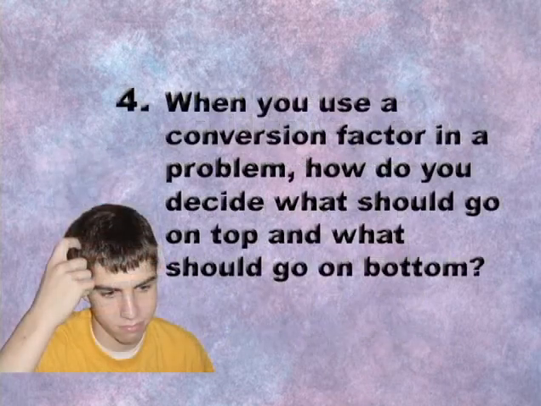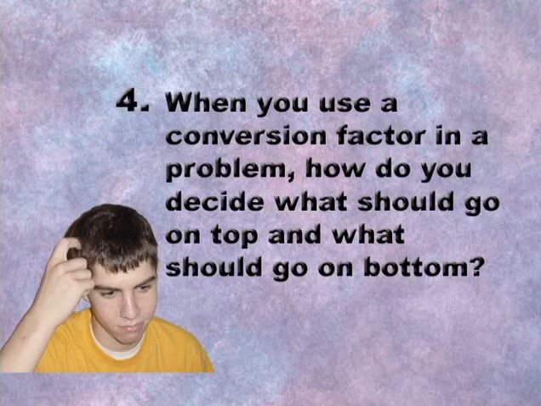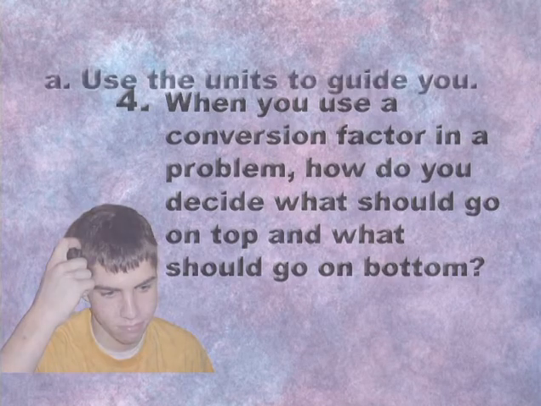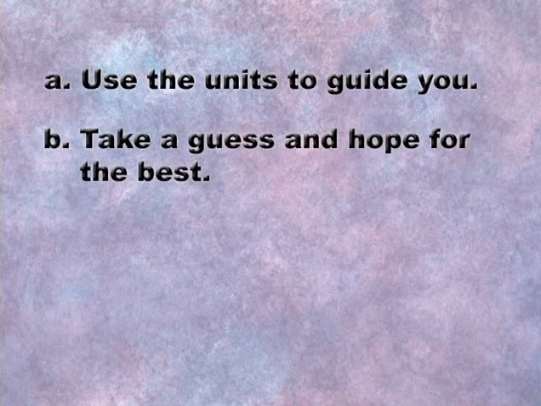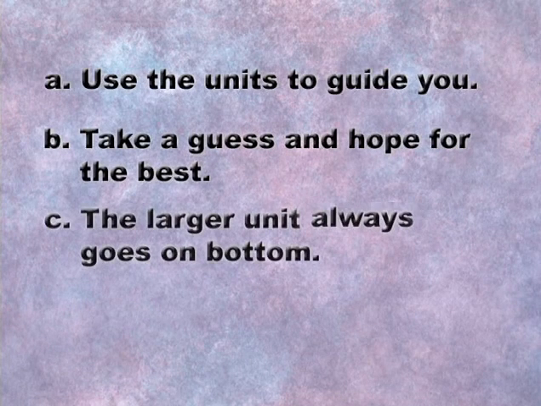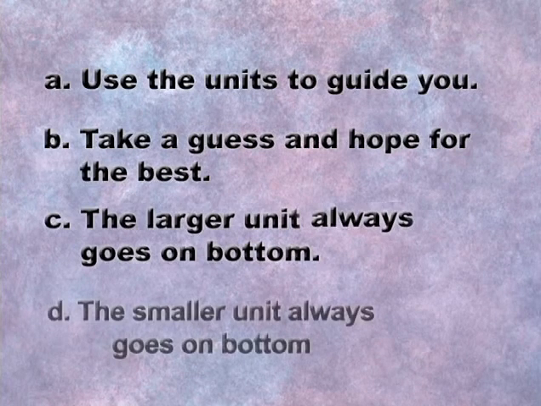It shouldn't surprise you that I want you to think about the method again as you answer question 4. When you use a conversion factor in a problem, how do you decide what should go on top and what should go on bottom? A, use the units to guide you. B, take a guess and hope for the best. C, the larger unit always goes on bottom. D, the smaller unit always goes on bottom.